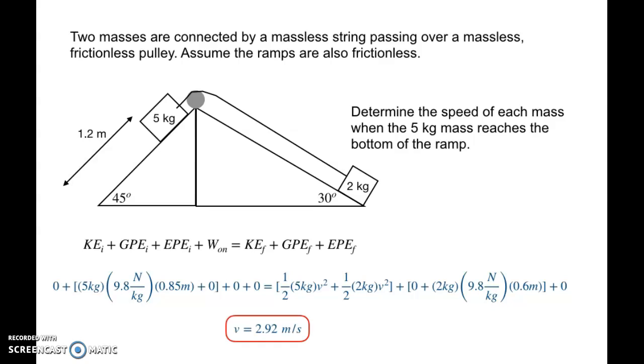Solving this for speed, we get that both boxes will be moving with a speed of 2.92 meters per second once the 5 kilogram box reaches the bottom of its ramp.